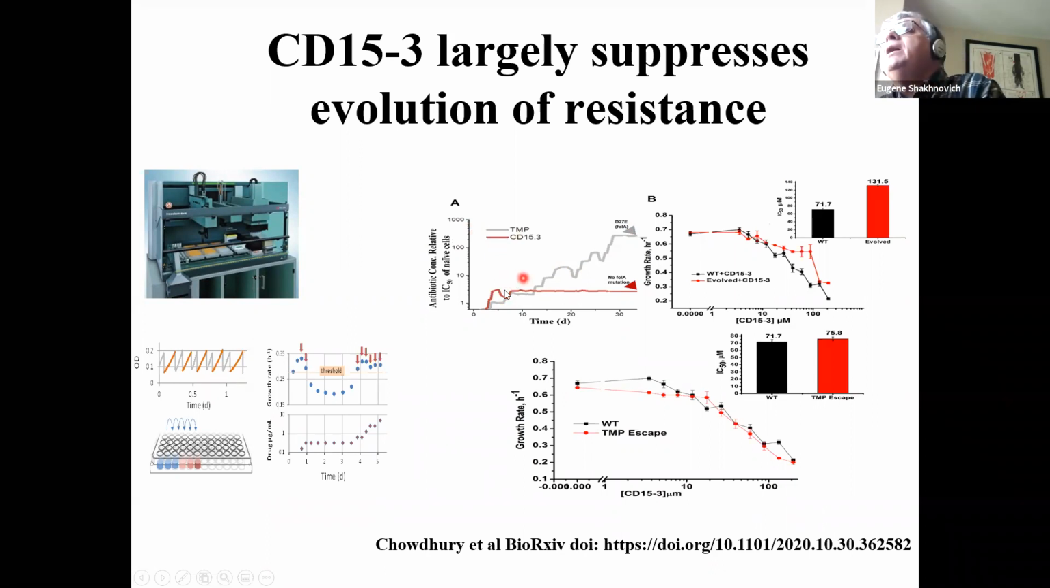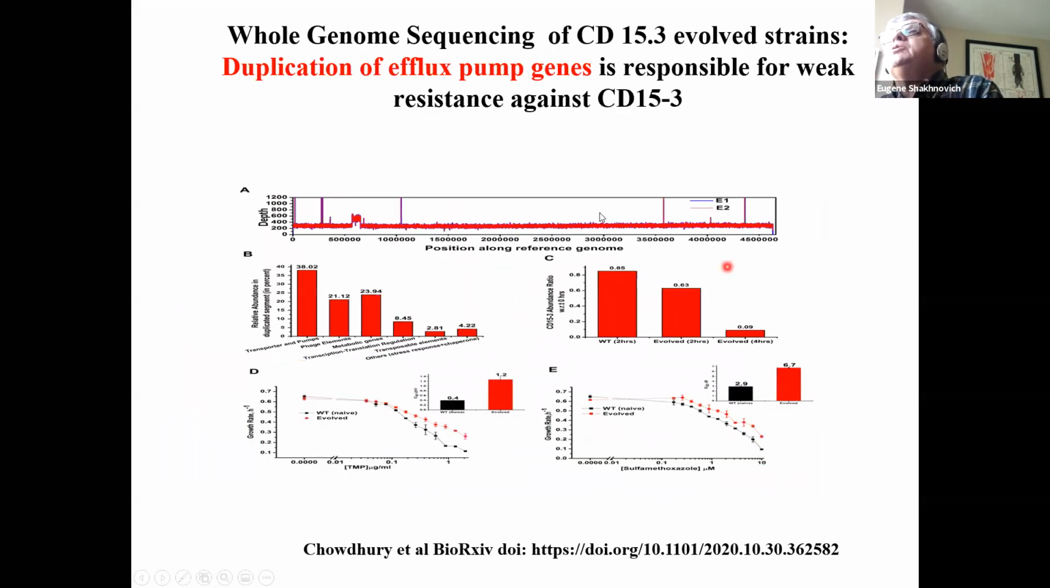I'm almost done. But to this new compound, the IC50 rose only a little, by a factor of 2. For the wild type, the IC50 for the new compound is 70 micromolar, and for the evolved strains it is about 130 micromolar. So there is weak resistance, but nothing close to trimethoprim, which showed a factor of 1,000 increase in IC50.